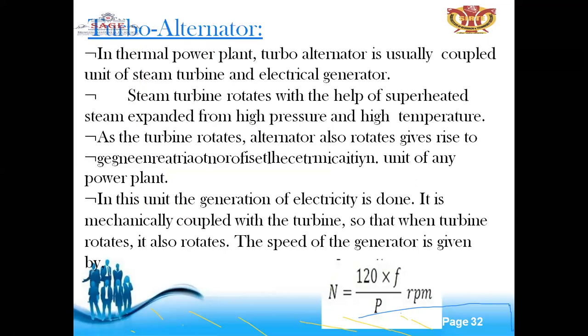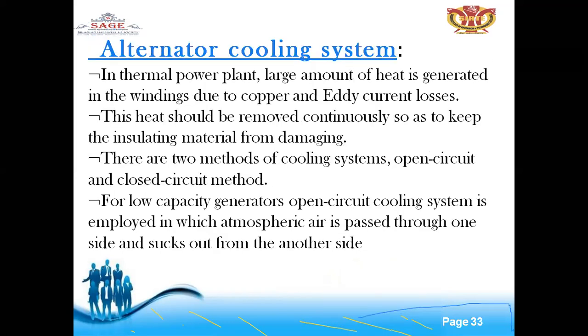Turbo alternator. In a thermal power plant, the turbo alternator is usually a coupled unit of a steam turbine and an electrical generator. The steam turbine rotates with the help of superheated steam expanded from high pressure and high temperature. As the turbine rotates, the alternator also rotates, giving rise to generation. The generator is the main unit of any power plant, in which the generation of electricity is done. It is mechanically coupled with the turbine so that when the turbine rotates, it also rotates. The speed of the generator is given by N equals 120 times F divided by P RPM.